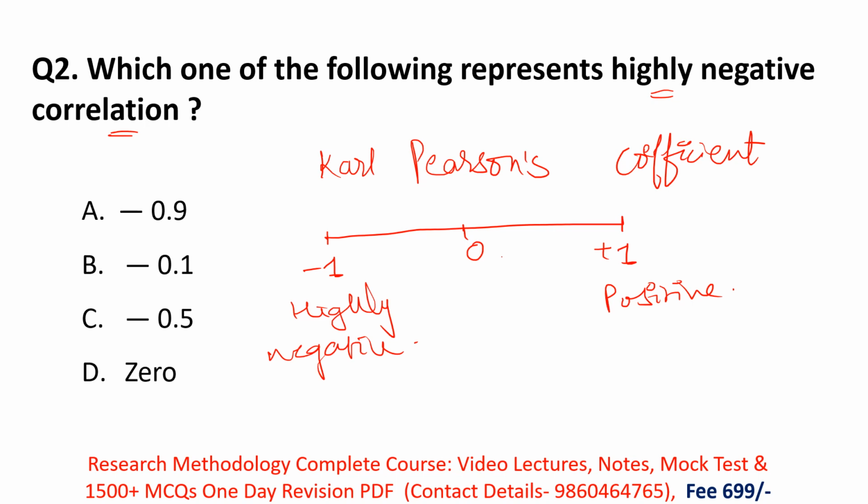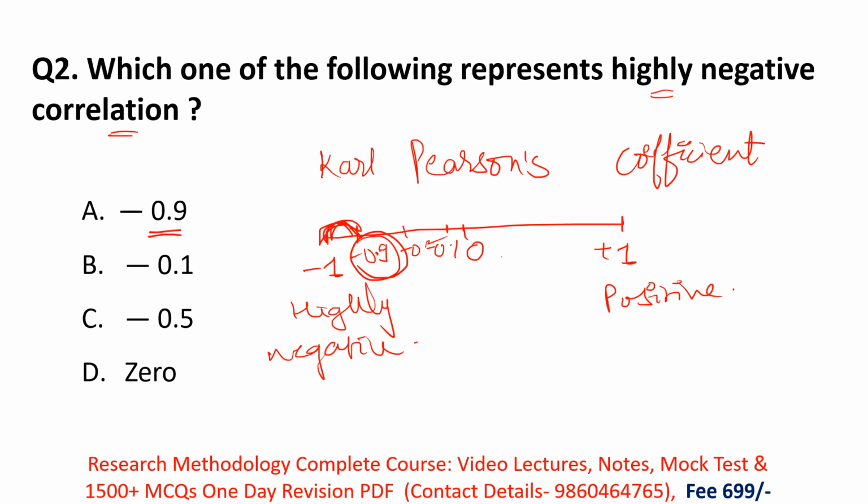So on this measuring scale, remember, after 0 what will come? -0.1, -0.2, -0.3, -0.4, -0.5, -0.6, -0.7, -0.8 and -0.9. Then after that -1 will come. So remember here, -1 and -0.9 are nearby values. -0.9 is the nearest value to -1 among these options. That's why here -0.9 represents a highly negative correlation between the variables.